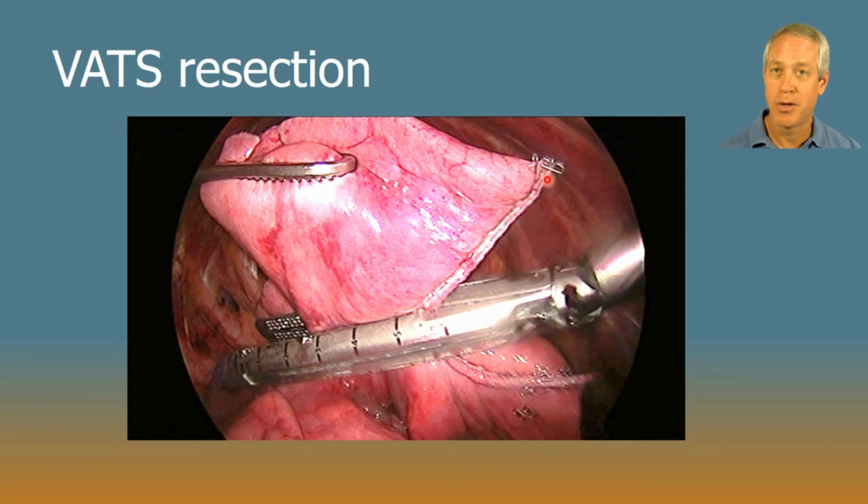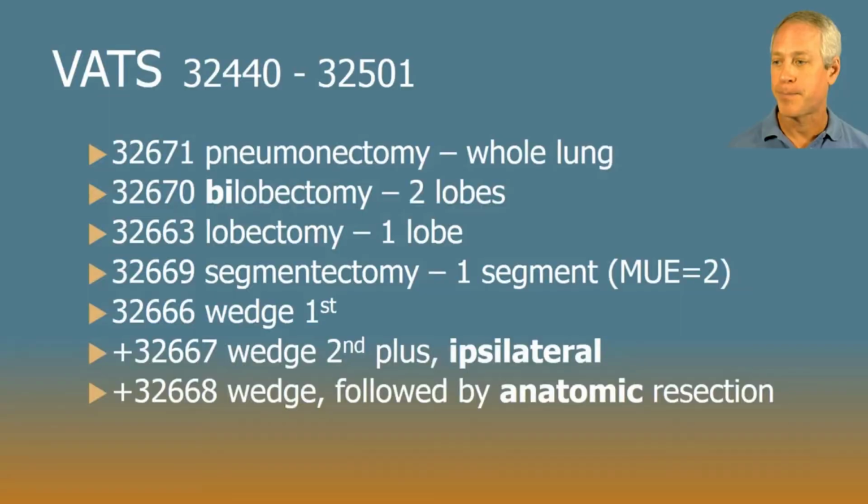Because it's already at a point, it can just be stapled across and removed, but virtually anywhere else would require at least 2 or multiple firings of that stapler. And so here's a list of the codes related to that. They should look familiar, like the open, and the same kind of concept with the second wedge on the same side, and the wedge followed by anatomic resection too.